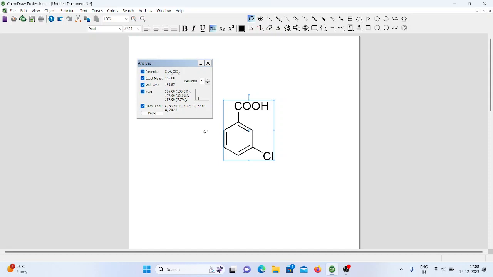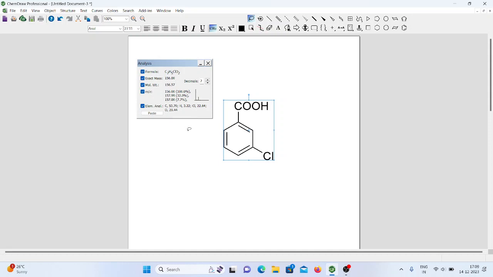Okay, so if you observe the m/z values, how many values are we getting? Three values. It means we will get three peaks. One peak is at a high intensity, the remaining two are at lower intensity. 156 is the highest intensity. This peak is called the molecular ion peak. Based on the molecular formula, we get the percentage of each element in this particular compound.